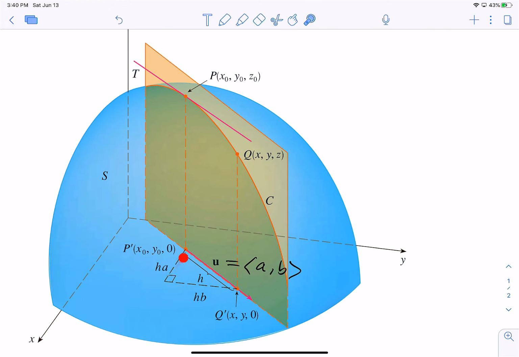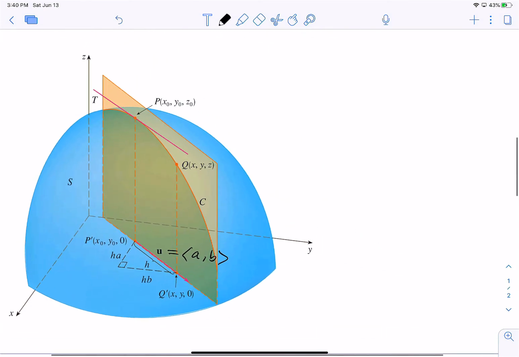I only gave you that to explain what's going on with ha and hb. It's intended that ha and hb are giving us components of a scalar multiple of u that has length h, because u was a unit vector. All right, so those are the pieces in this picture.